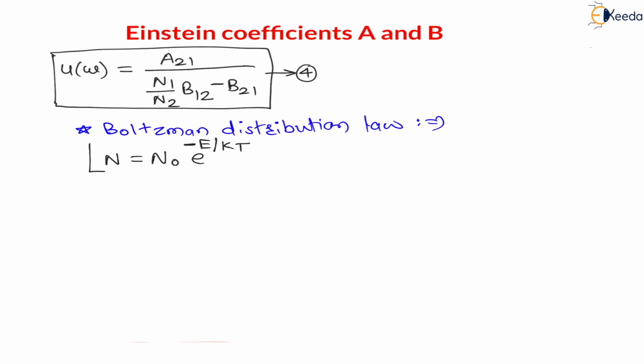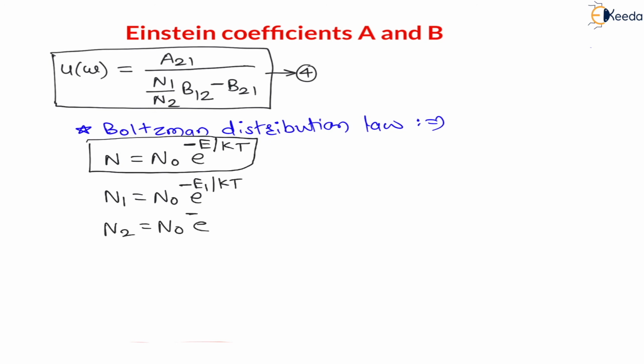Right, this is Boltzmann's distribution law. So my dear students, with the help of this law, I can write N1 is equal to N naught e to the power minus E1 divided by kT, and N2 is equal to N naught e to the power minus E2 divided by kT. Let us find this N1 by N2 to put in this fourth equation.